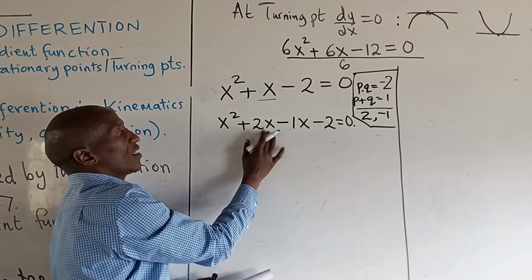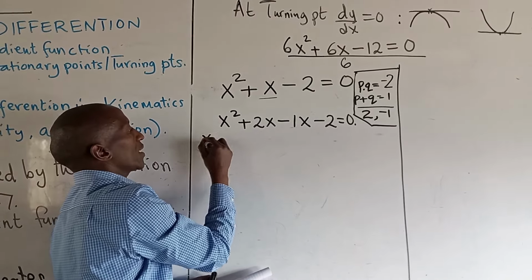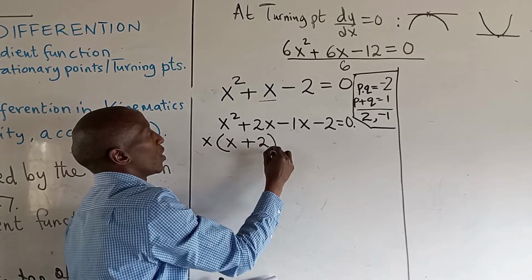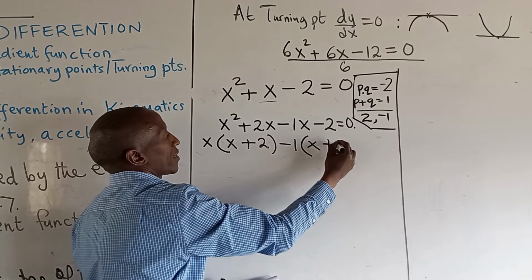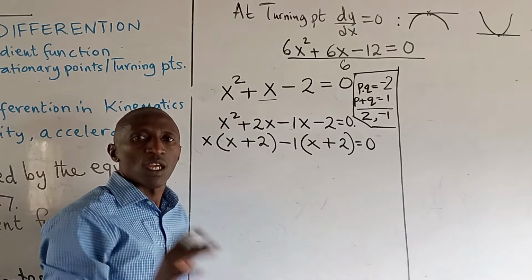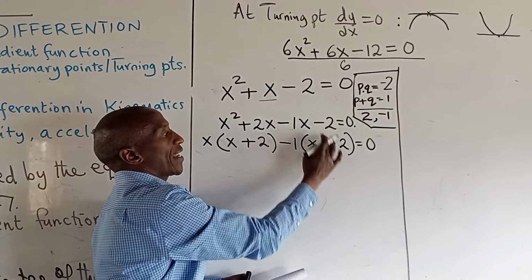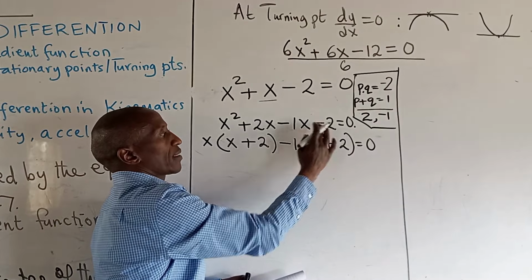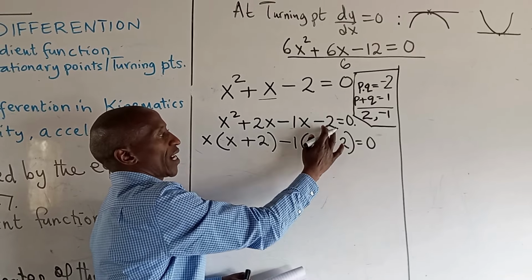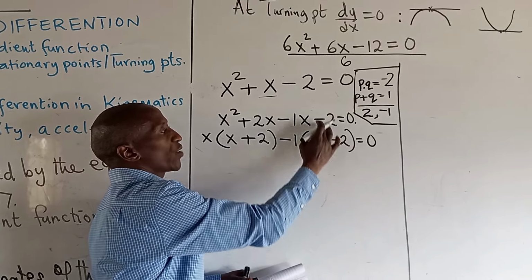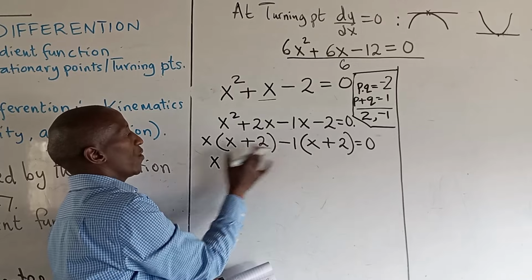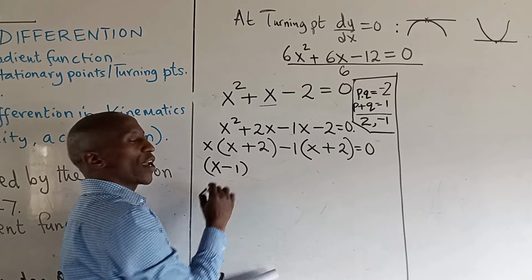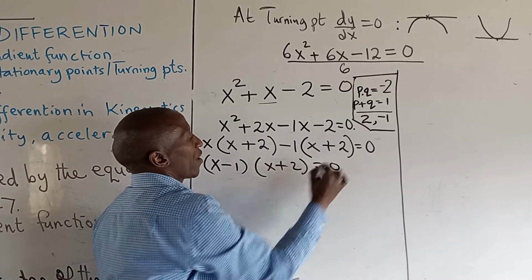Let's factor out. In this first set, x is common, so we get x out and we get x plus 2. And in this set, negative 1 is common, we are left with x plus 2 is equal to 0. Viewers, I'd like you to note this change of sign here: negative 1 times positive 2 gives you negative 2. So we had to change the sign here so that we match the original expression. So factoring, we get x minus 1 as one factor and x plus 2 as the other factor.